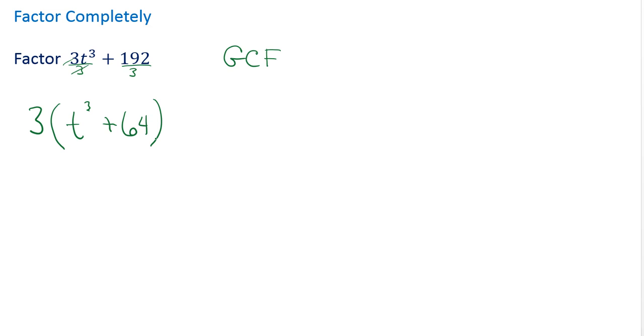Okay, so we factored out the greatest common factor, but then I'm charged with possibly factoring this again. How do I know it might factor again? Because this variable is raised to a power, which indicates to me that this might happen again. Now what you have right here, t to the third plus 64, is called a sum of cubes. And there's a special formula for a sum of cubes.